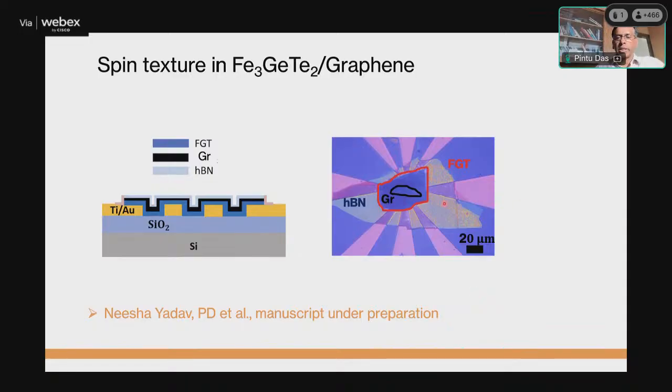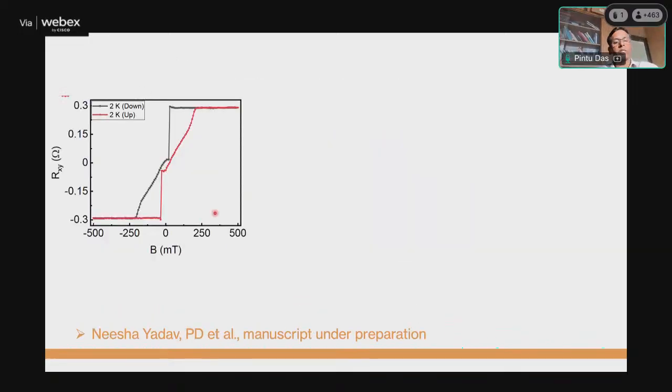So we try to look at that in detail. This is our sample, iron germanium telluride in red, and then graphene in black. We have performed these measurements, and you see that now the hysteresis loop is very different, and that tells us immediately that we are actually able to tune the interactions. The results look pretty clean.